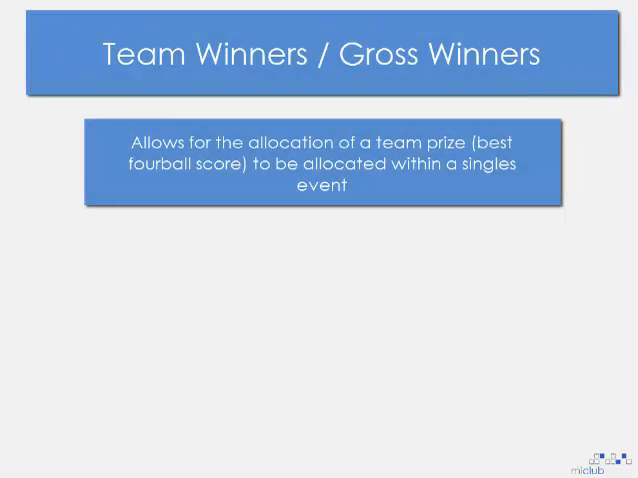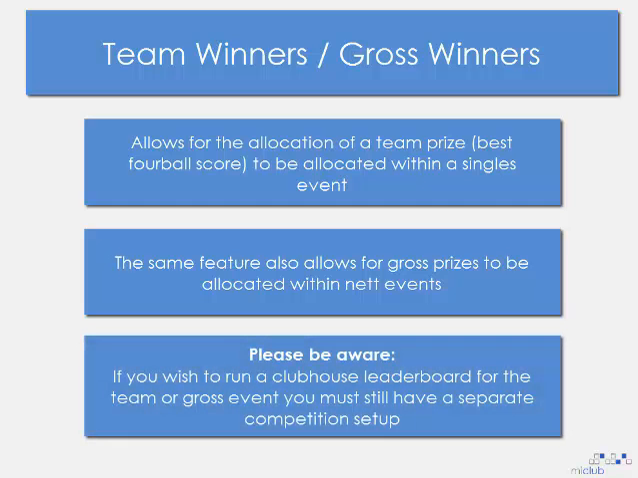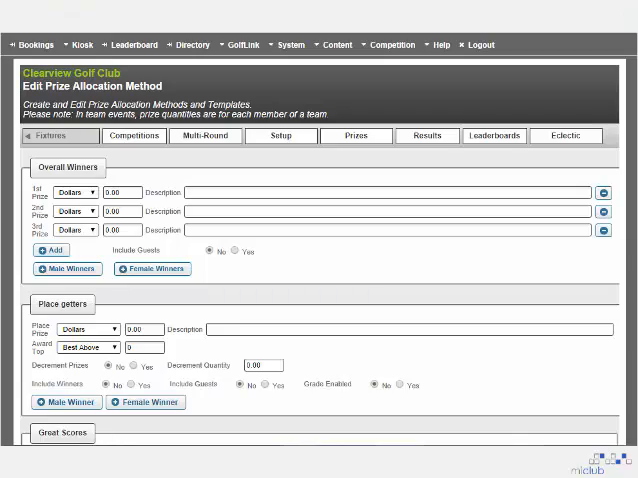The team prize or gross winner allocation allows for the allocation of a team prize, for example the best 4-ball score, to be allocated within a singles event. The same feature also allows for gross prizes to be allocated within net events. Please be aware, if you wish to run a clubhouse leaderboard for both a team or a gross event in conjunction with a singles event, you must run separate competitions.